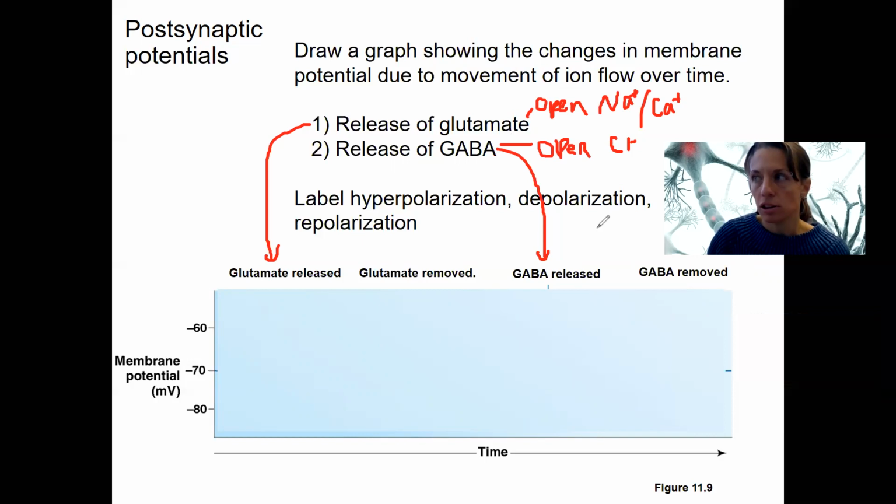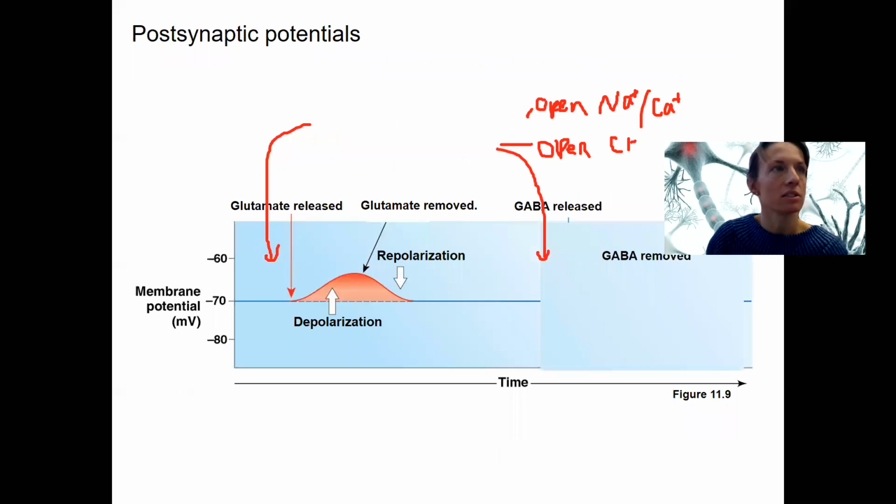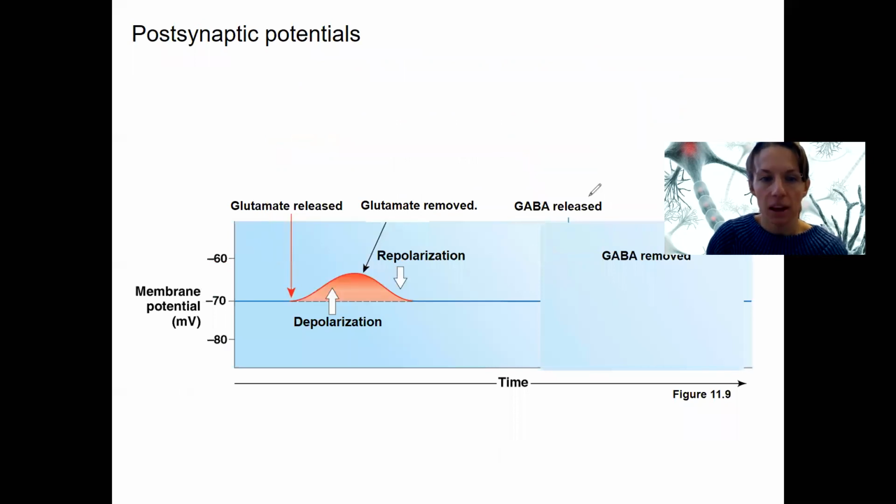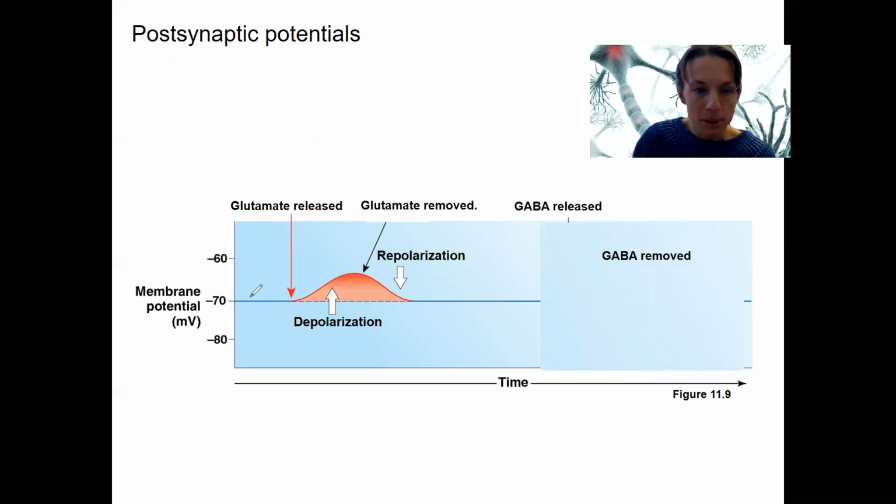Okay, I will try to do it here. Actually, I won't. I'm going to take you to the next slide where I have it in a nice schematic for you. So here we go. This is us answering this question. We've got resting membrane potential, where we start at -70. You should have started there. When glutamate is released, sodium and calcium are going to flow into the cell and cause depolarization. That's right here. Once glutamate is removed, we have repolarization.